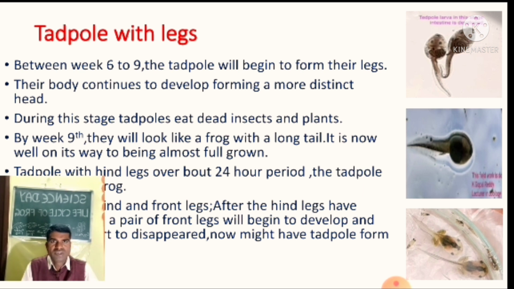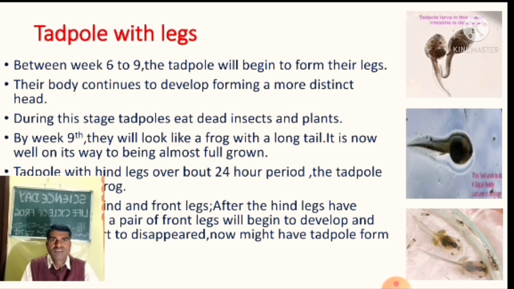Their body continues to develop, forming a more distinct head. The head region is now developing. During this stage, tadpoles eat dead insects and plants. By week 9, they will look like a frog. With a long tail, it is now well on its way to being almost full grown.